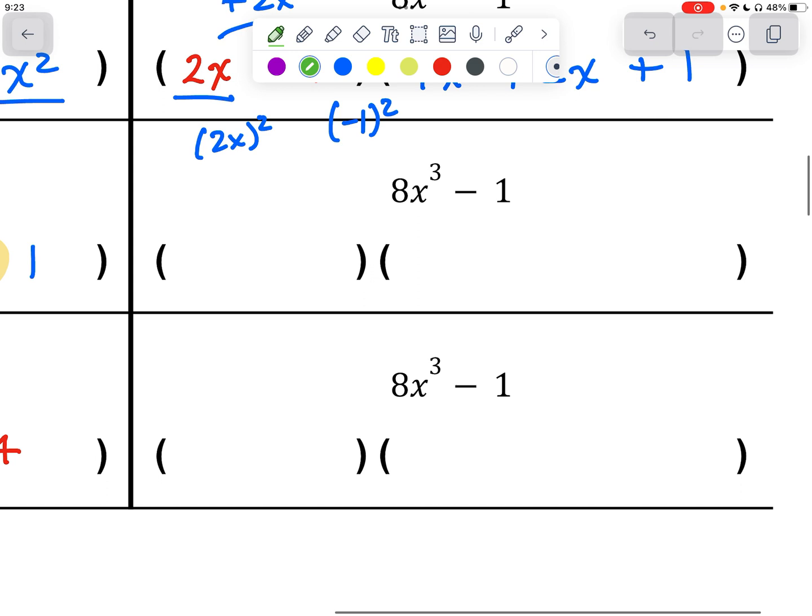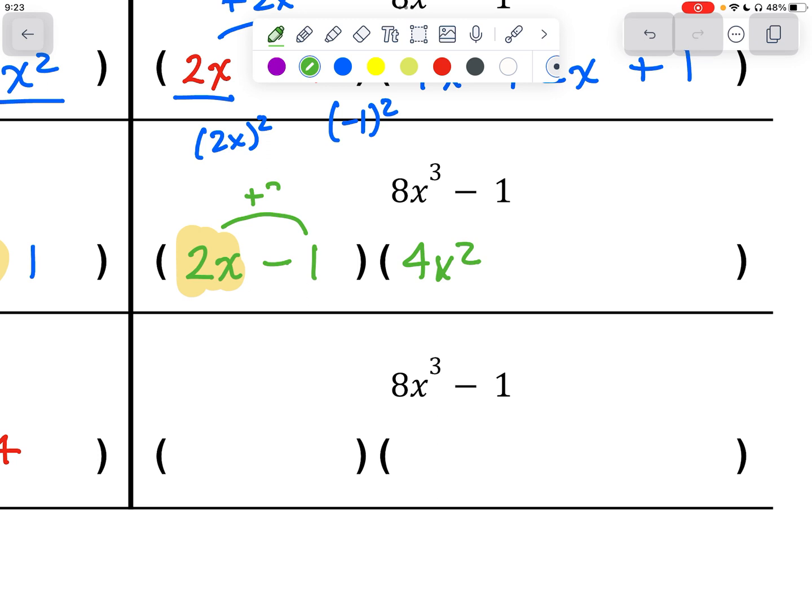Let's try the next one. Cube root, cube root, cube root. Keep your minus. Square. Multiply together. Change your sign. Square.